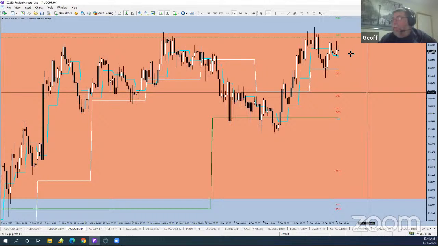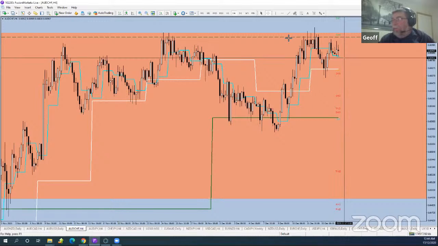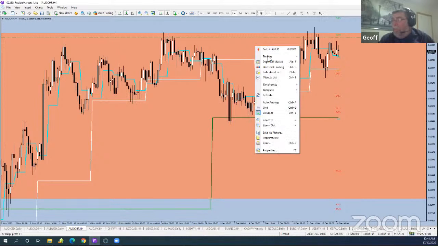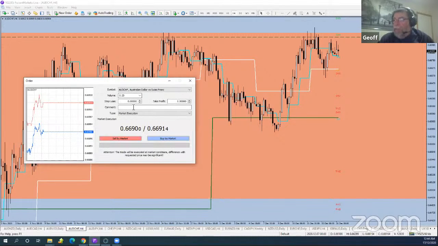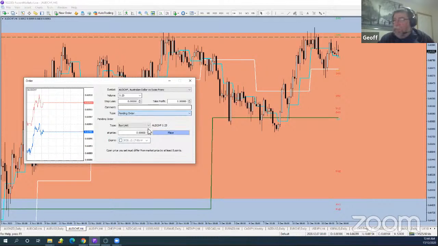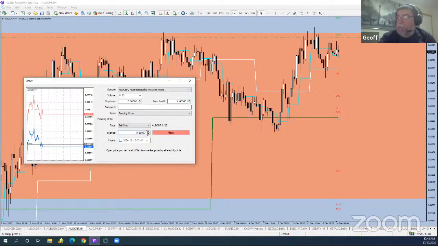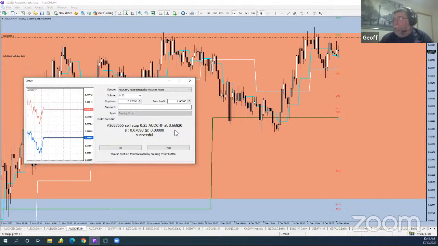Okay, so here's how I manage this. If I get a TP1, actually I'll put it in the market so I don't forget. Sell stop 6682. And stop loss is 6709. Okay, done. Happy days with that one.